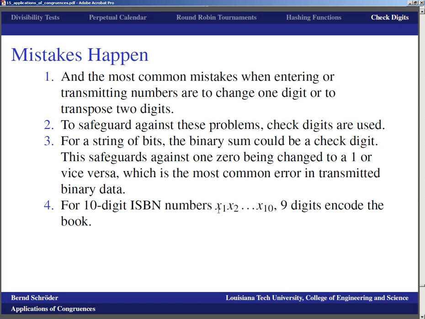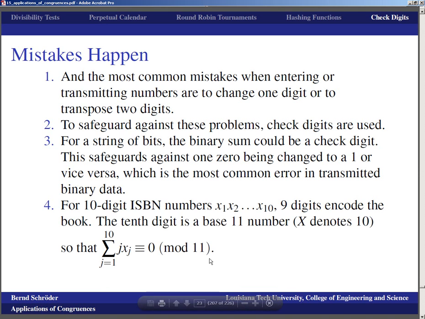For 10-digit ISBN numbers, which are strings of digits x_1 through x_10, it turns out that actually only the first 9 digits encode the book, because ISBN is the code that you've got on the back of any printed book. The 10th digit is a base 11 number, where X denotes 10. Well, that's just the Roman numeral, and so every so often you probably find an ISBN code where the last quote-unquote number is an X. This is why. And that number is chosen so that the sum over j equals 1 to n of j times x_j is equivalent to 0 modulo 11.